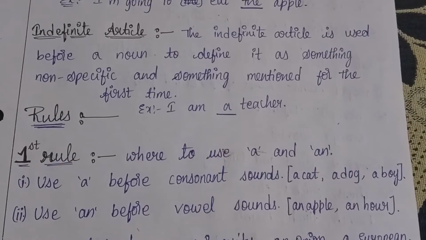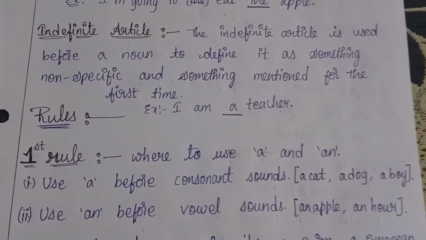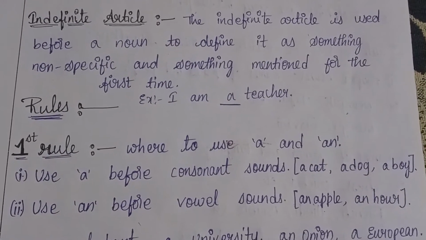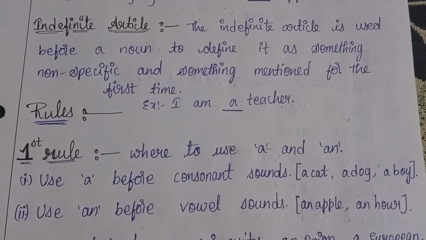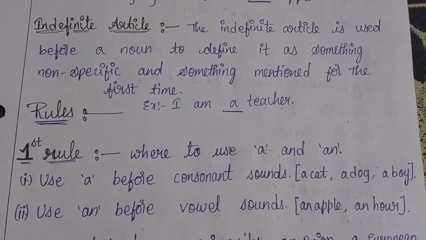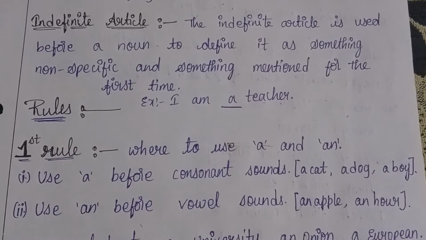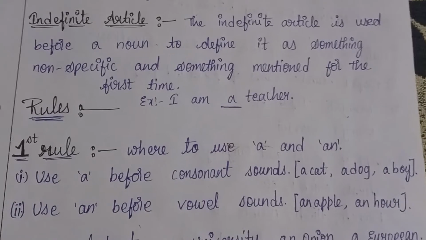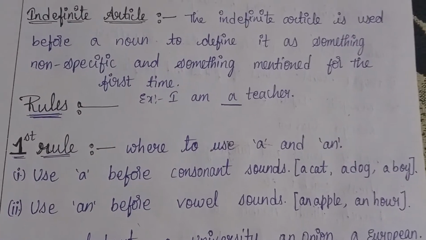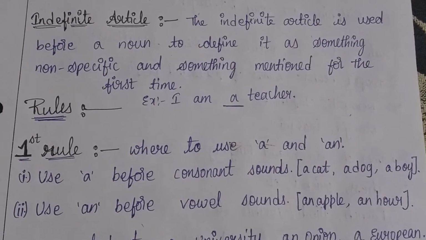Okay, then what are vowel sounds? In English we have A to Z alphabets. In the same way we have letters in Telugu. The letters from A to Ah are vowel sounds, and the remaining letters, Ka to the end, are the consonant sounds. So in this, the first rule is to use a before consonant sounds.